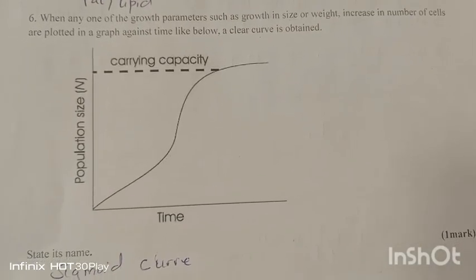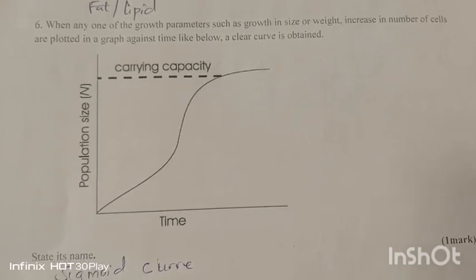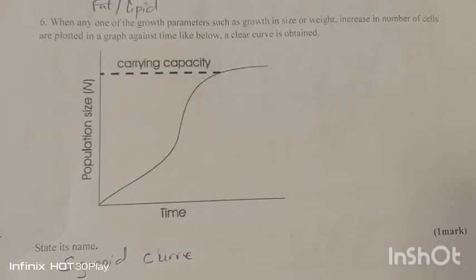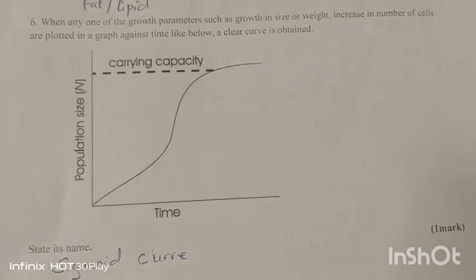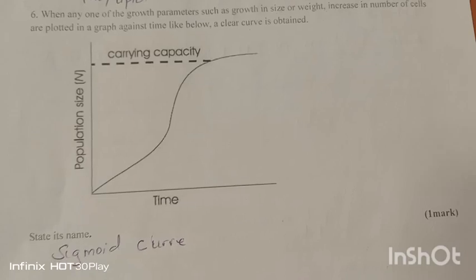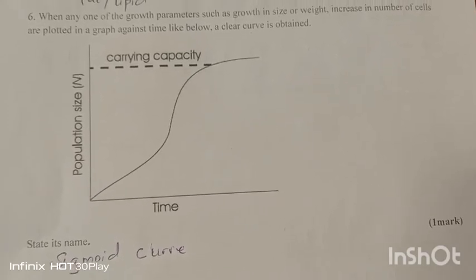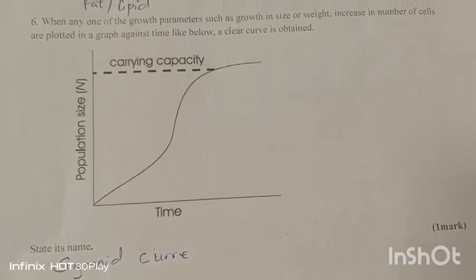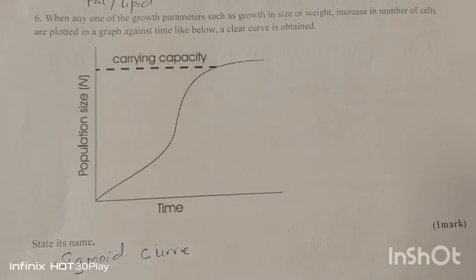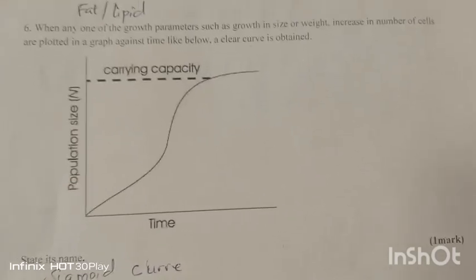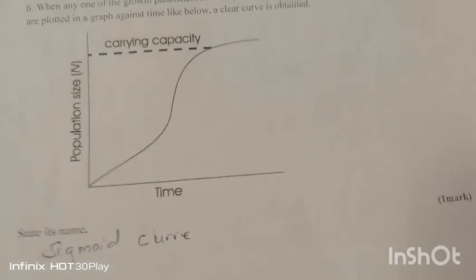When any of the growth parameters such as growth in size, weight, or increase in number of cells are plotted in a graph against time, a clear curve like that is shown. Population size over time and then the carrying capacity. You are asked to state its name. The name of that curve is sigmoid curve.